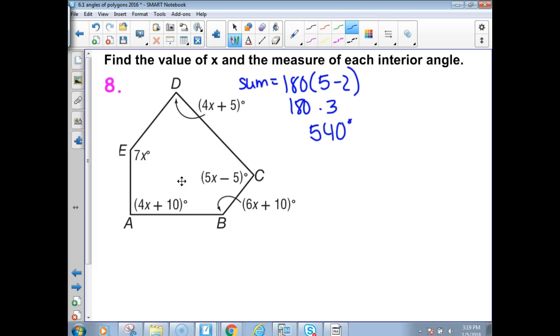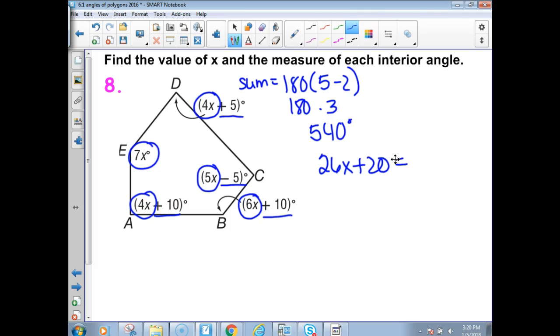Now notice these figures are not regular, okay? So each of these angles is probably different. If it's regular, then we can just divide by the number of sides and get 108, but that's not the case here. So we got to add up all this x stuff. So I'm going to do 7x plus 4x plus 5x plus 6x plus 4x. What do we got? 26x. Then, plus 5 minus 5. We're back to 0. And then we've got 10 and 10, so that's 20. And the total is 540.